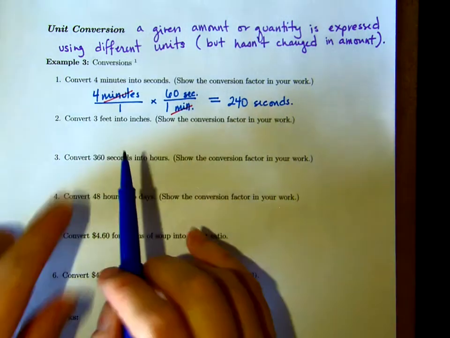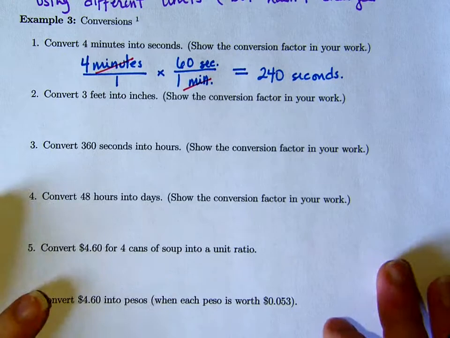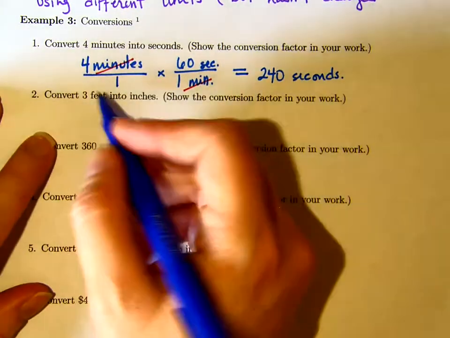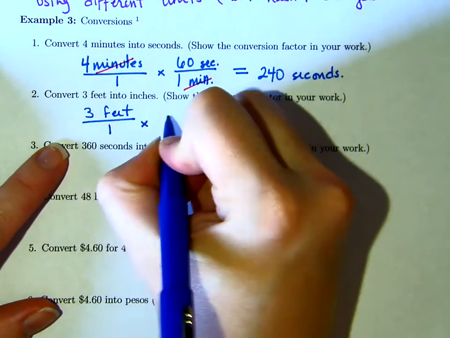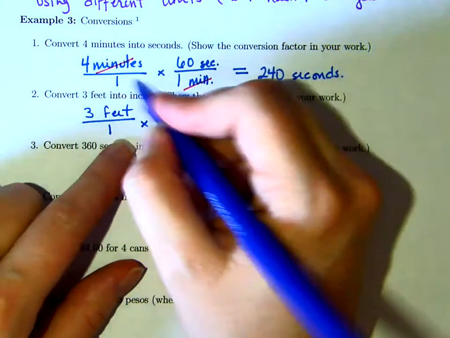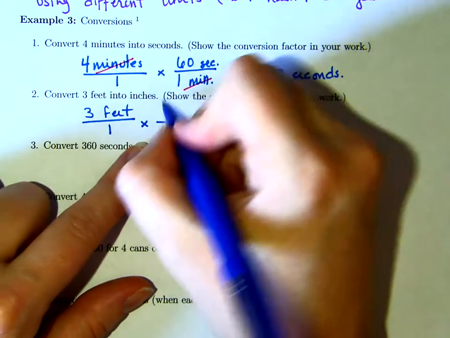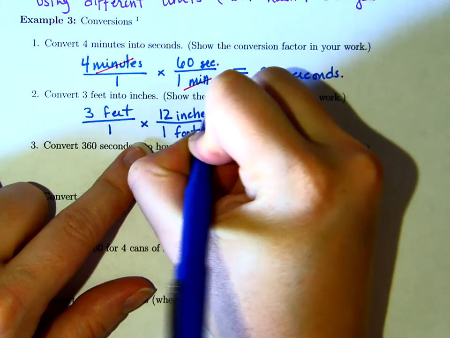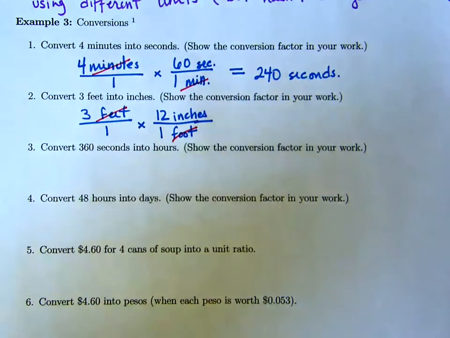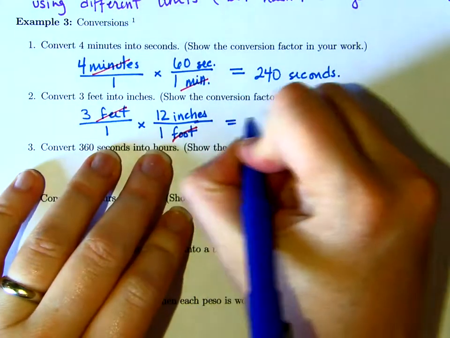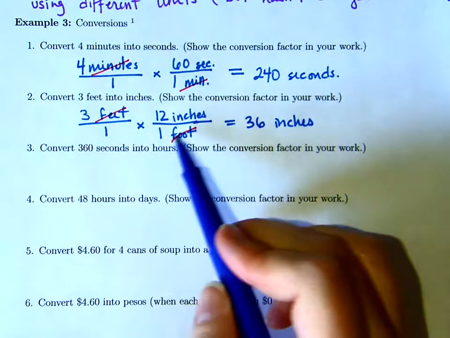Got it. 3 feet into inches. Now I can see a little bit better. I'm starting with 3 feet. That is my whole. And my conversion factor: I know that in every 1 foot, there are 12 inches. Here's my conversion factor, and feet cancel. That makes it 36 inches. 3 times 12 is 36. 1 times 1 is 1.